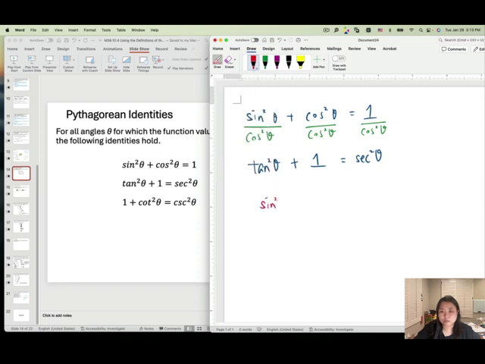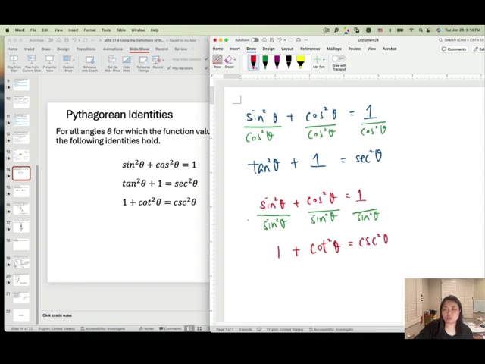Okay, starting from sine squared theta plus cosine squared theta equal to 1. This time I'm going to divide by sine squared theta for the whole equation. Sine squared over sine squared is equal to 1. Cosine over sine will be cotangent. 1 over sine will be cosecant theta. So we're going to get other identities.